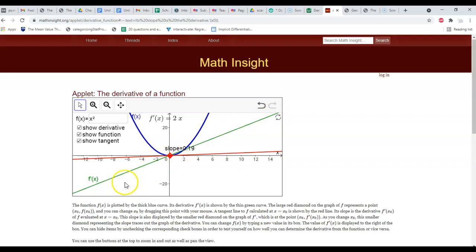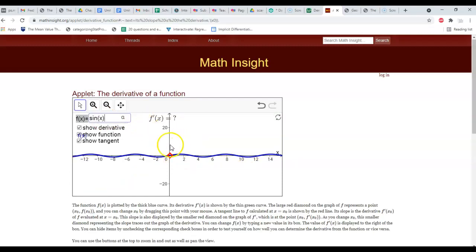This is a hard concept. I'm not expecting you to fully grasp it right now. We'll practice this a lot. Just trying to introduce it. If I can do like sine. Yeah, the derivative of sine is cos.